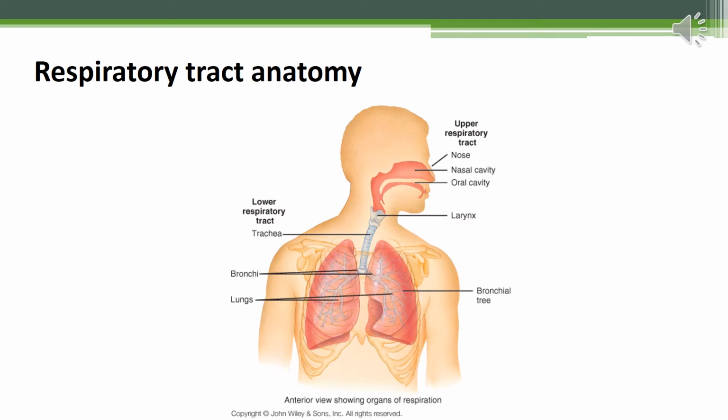Here's a diagram of the respiratory tract divided into the upper and lower. So in the upper respiratory tract we have the nose, the nasal cavity, the oral cavity, and the larynx. Whereas in the lower respiratory tract there's the trachea, the bronchi, the lungs, and the bronchial tree, which just breaks off of the bronchi.